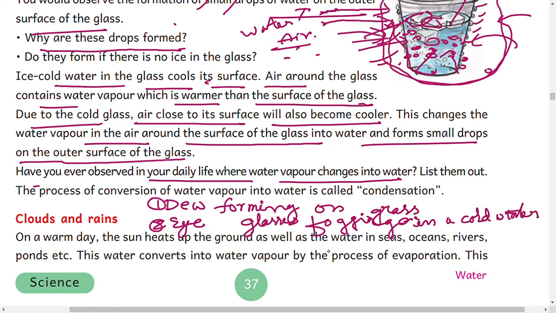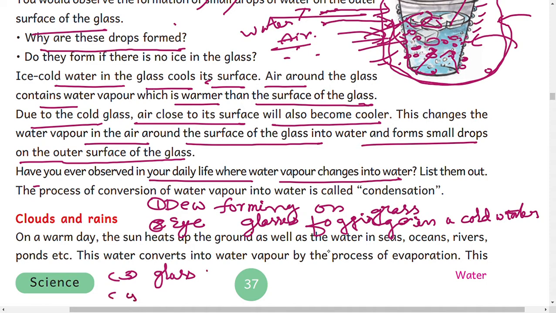And the next one is water drops forming on a glass holding a cool drink. That means if we pour some cool drink in a glass, there will be a formation of water droplets around the outer surface of the glass.